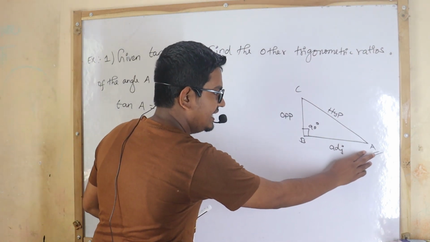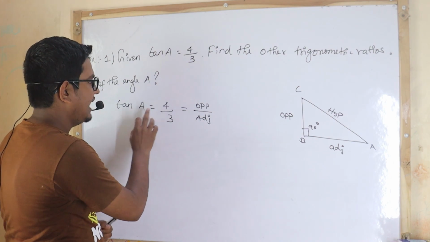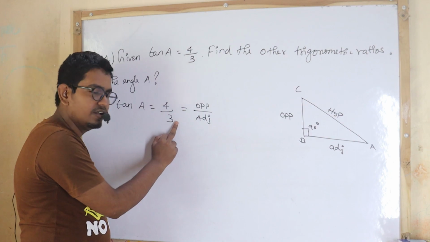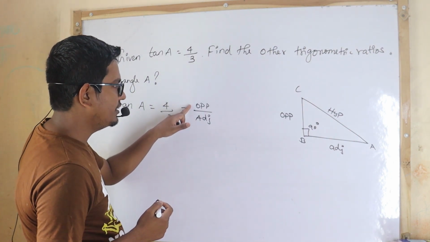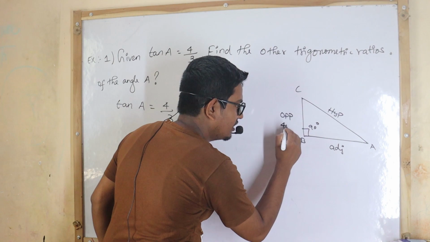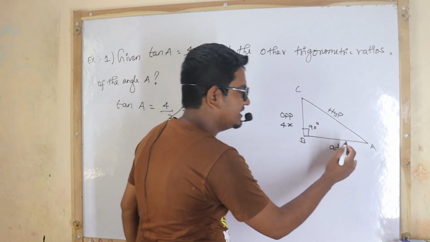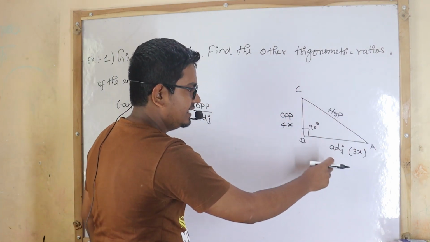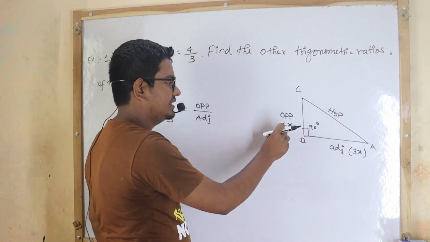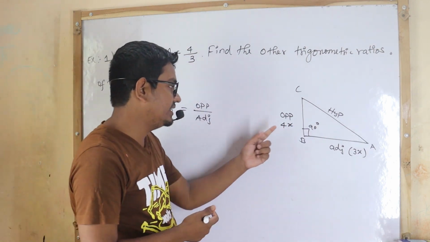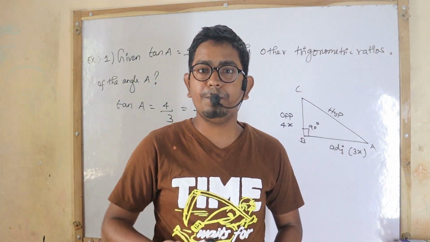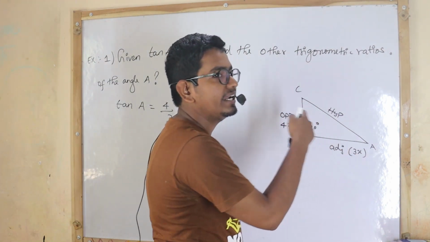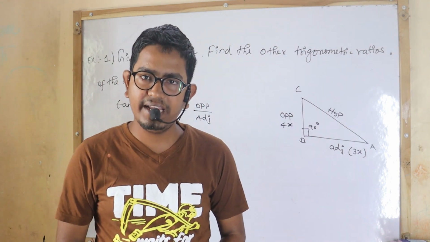It is the angle A given to us, and we are having tan A is equal to 4 by 3. As it is in the ratio, we should write opposite as 4x and adjacent as 3x. BA length is 3x and CB length is 4x. Why did I write 4x and 3x? What is the purpose of writing x? Why can't we write 4 and 3? What is the reason behind it?